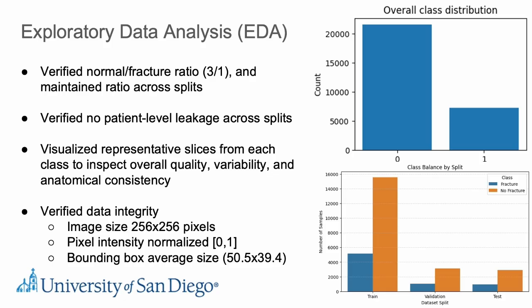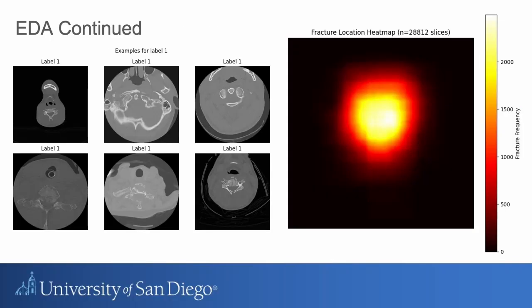visually inspected representative slices from each class for quality, variability, and anatomical consistency, and we double checked that all the images kept a consistent dimension and pixel intensity and that the average bounding box size made sense for our image size. We also plotted a heat map of bounding box centers, which shows a concentration in the center of the image. This suggests our detection models should focus on the central region when predicting for bounding boxes.